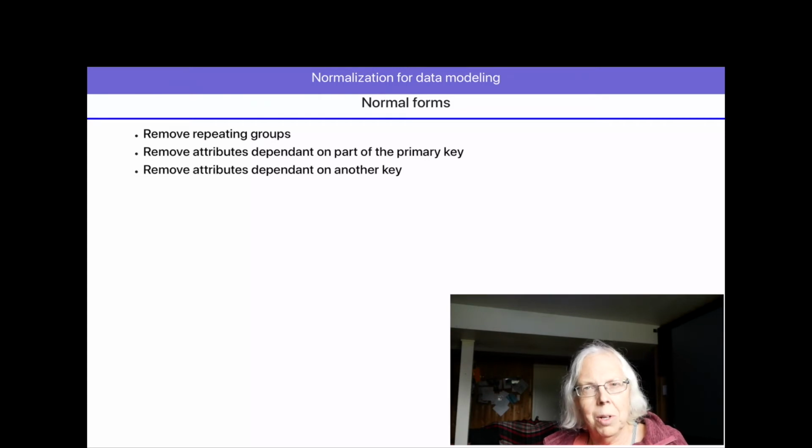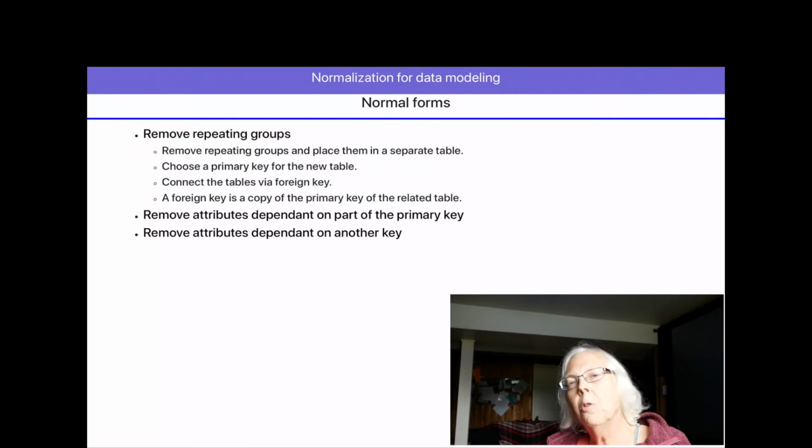Each time we go to another normal form, we're reducing some of the inconsistencies. By the way, there are more normal forms, but in practice, we normally go as far as third normal form. So first rule, remove repeating groups. We've seen repeating groups before.